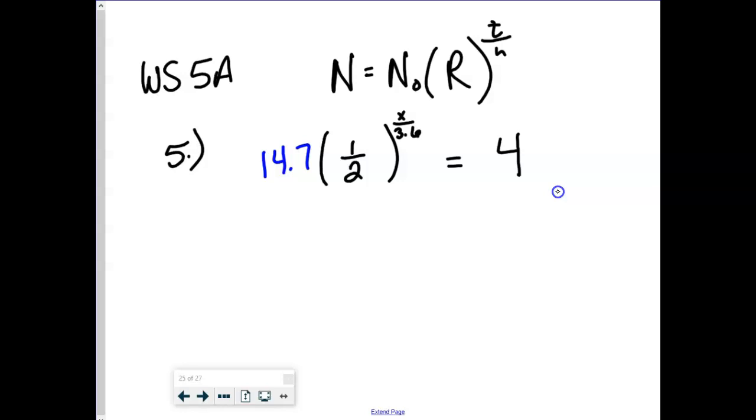But because I did assign this to you guys early on, it's very possible some of you just interpreted this as I should grab my calculator and graph it and see where they intersect. That's a great way to answer this question, okay?